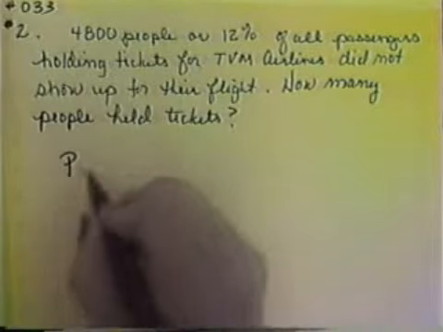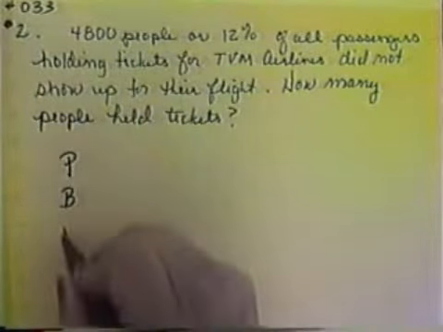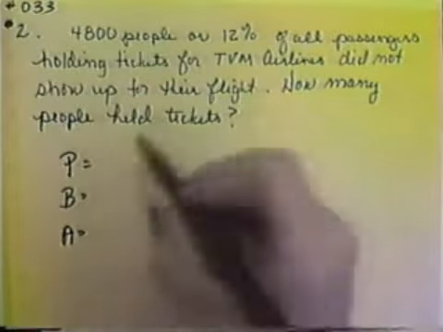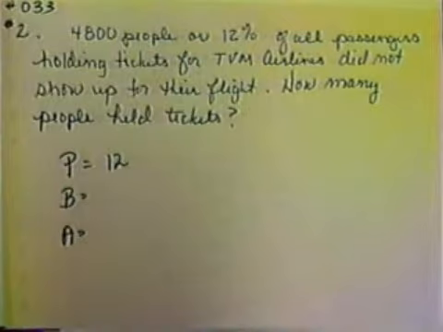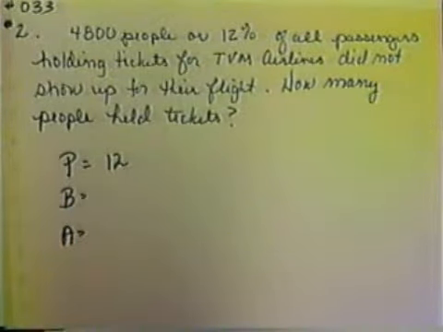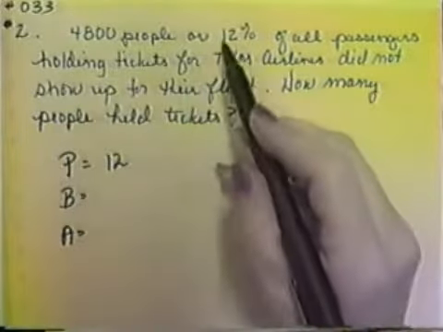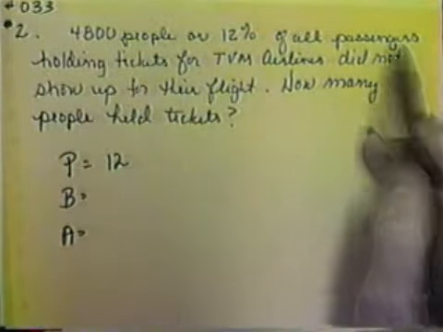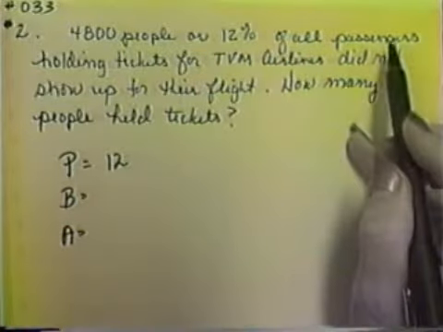Well, we've got to identify our percent, our base, and our amount. Okay, so the percent must be 12%, so it must be 12. Our base is, what are we taking the percent of? The percent is being taken of all passengers. Okay, we're taking 12% of all passengers.